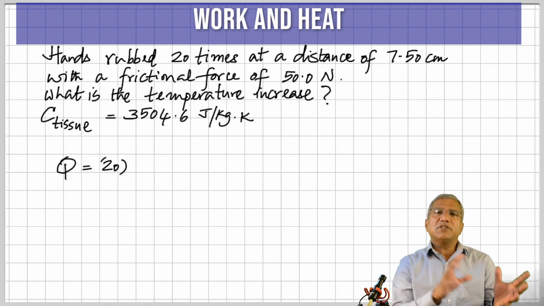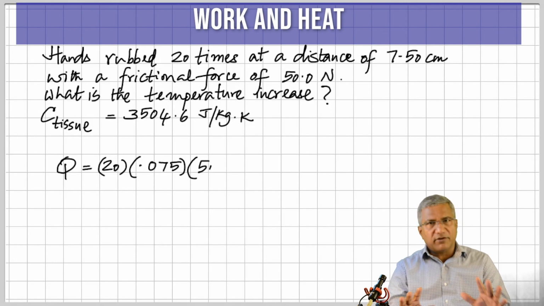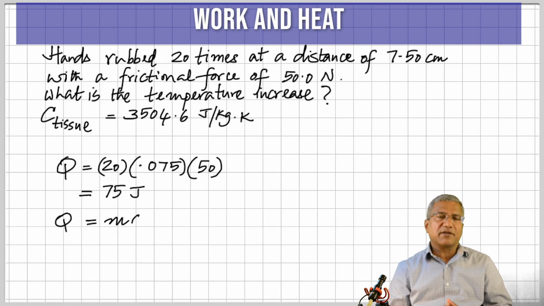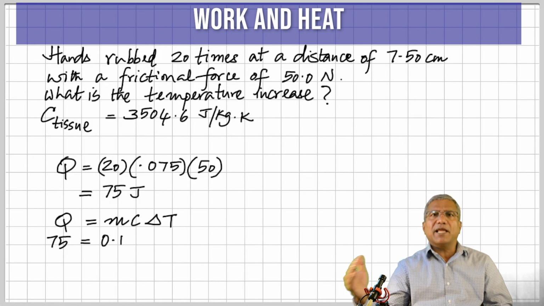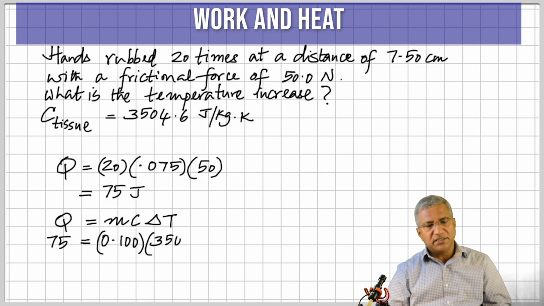Once you get that work, you know that's Q, because we are assuming that all of that work is converted into heat. So that's the quantity of heat. So you get 75 joules, and after that use Q is equal to, some people call it MCAT. That's an easy way to remember, MCAT, MC delta T.